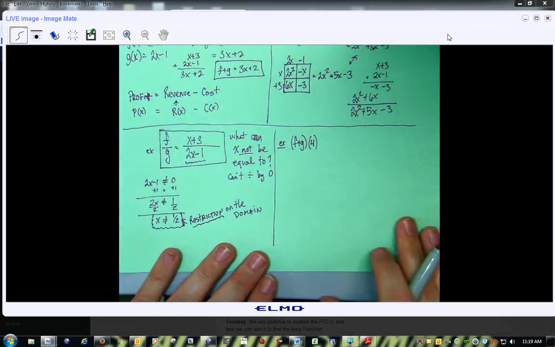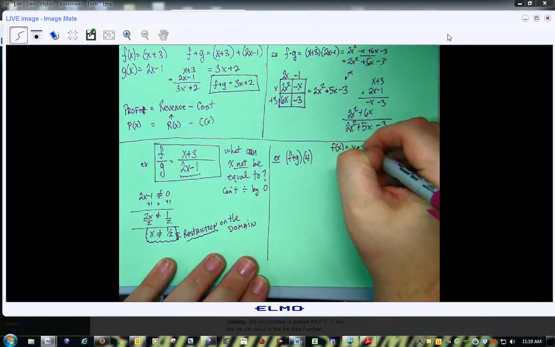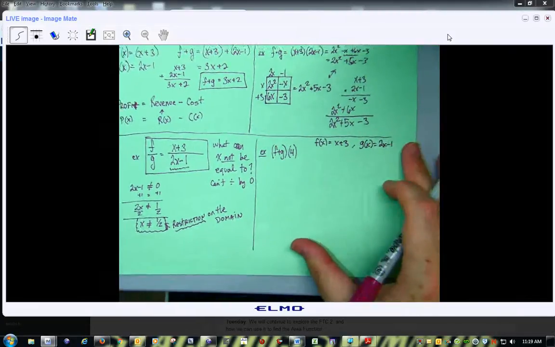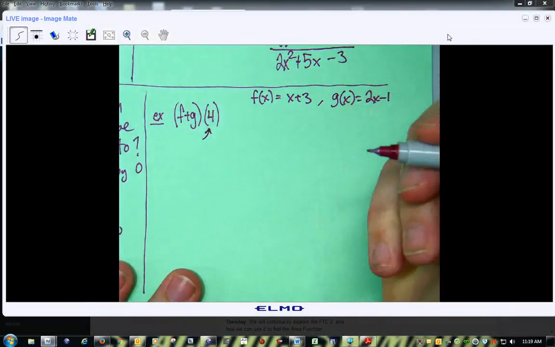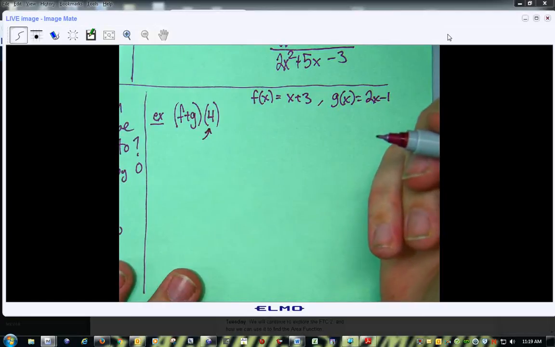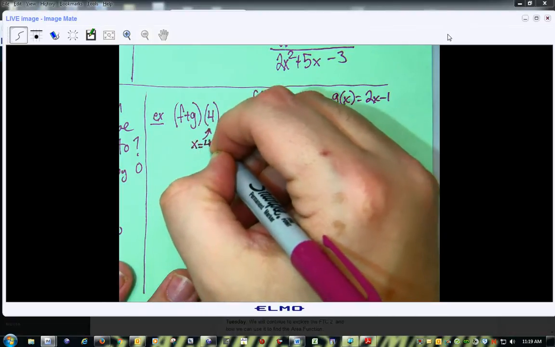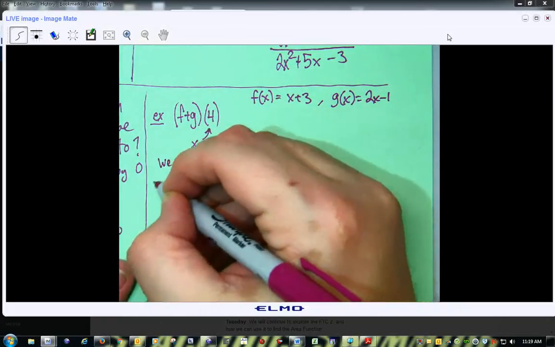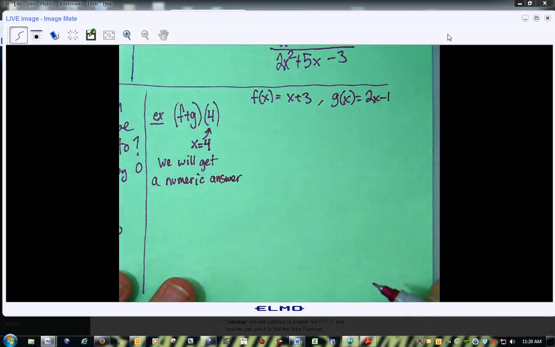Alright, same thing. f of x is equal to x plus 3. g of x is equal to 2x minus 1. And I want to evaluate this at 4. Now, what does this mean? If you see that 4 out like this, no, you don't multiply it by 4. This means that x equals 4. What's going to happen is we're going to get a number for our answer. Now let's check a couple ways that we can do this.